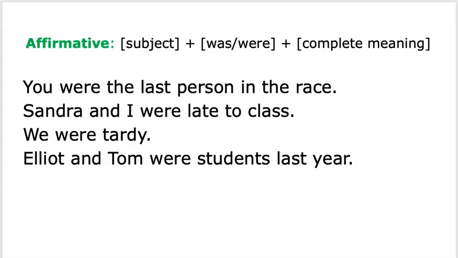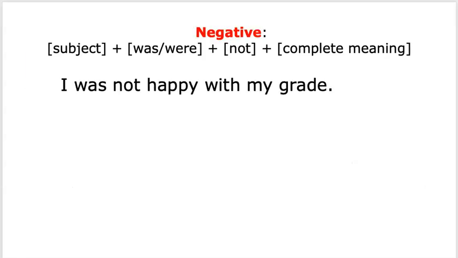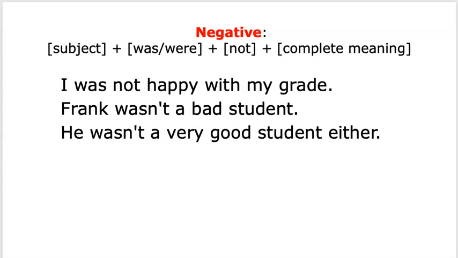Elliot and Tom were students last year. They were excited to be back in the classroom. On the negative format, here are some examples using was. I was not happy with my grade. Frank wasn't a bad student, and notice here I've used a contraction. He wasn't a very good student either.